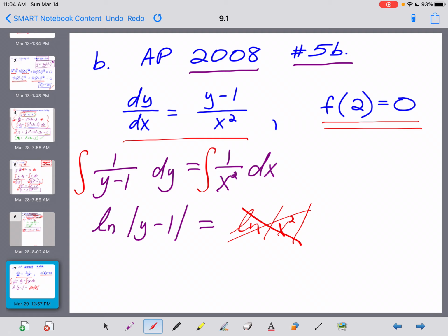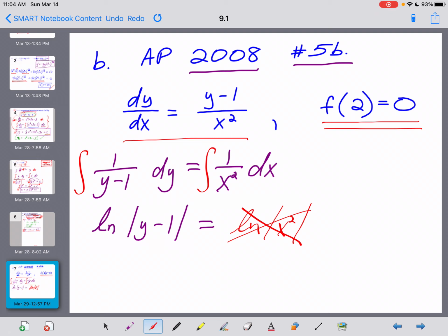Let me go back and say again what I said a moment ago. When you are anti-differentiating a constant divided by a linear function like y minus 1, that's when your antiderivative is going to be natural log of the absolute value of the denominator. But that is not what's happening over here on the right. This is not a constant divided by a linear function. It's the 1 divided by x squared.